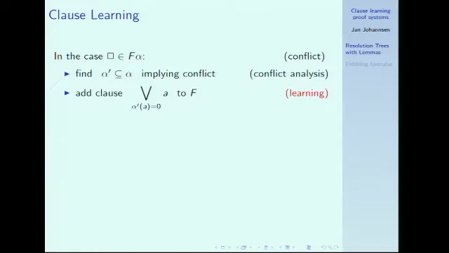And then we add a clause to the formula, which is the minimal clause that is falsified by this sub-assignment. And this then allows us, in later branches of the search, to prune the search tree, because if you later come to another situation where we have some partial assignment extending this alpha prime, then this added clause will become false under this assignment, and there's a conflict immediately, whereas otherwise we would have to do some more reasoning before this conflict occurs.